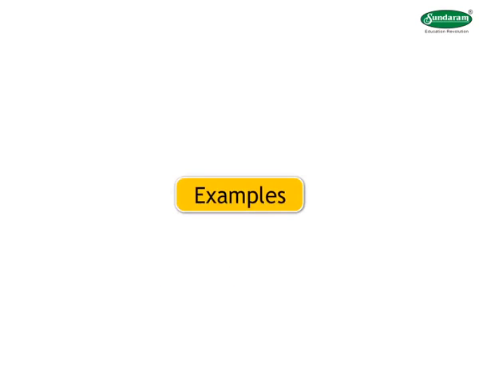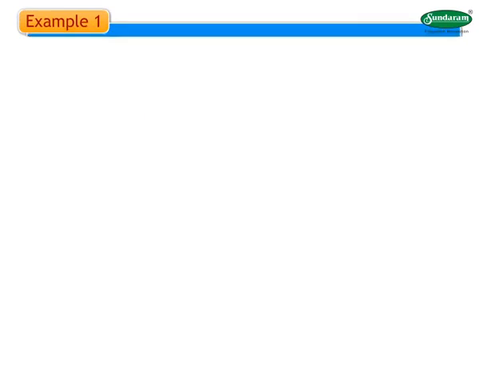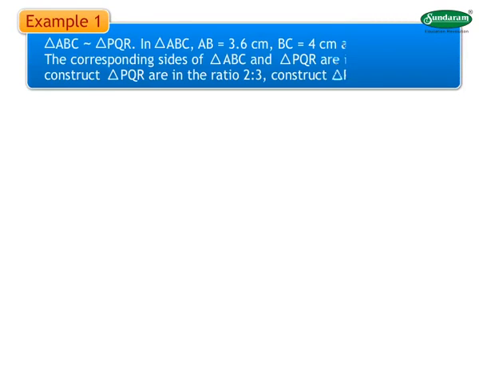Let's look at few examples. Example 1. Triangle ABC is similar to triangle PQR. In triangle ABC, AB is equal to 3.6 centimeters, BC is equal to 4 centimeters, and AC is equal to 4.2 centimeters. The corresponding sides of triangle ABC and triangle PQR are in the ratio of 2:3.